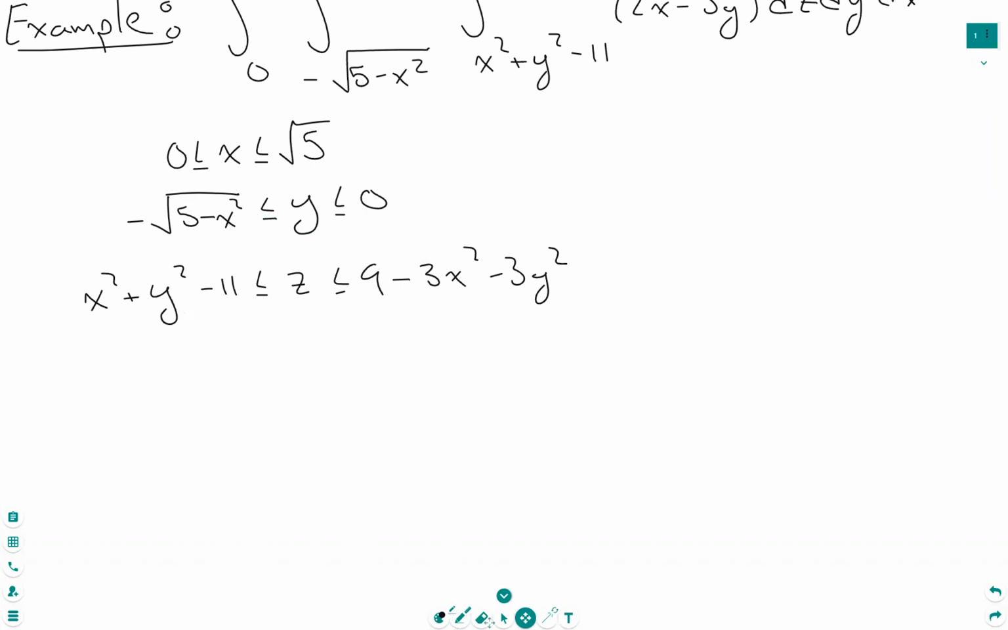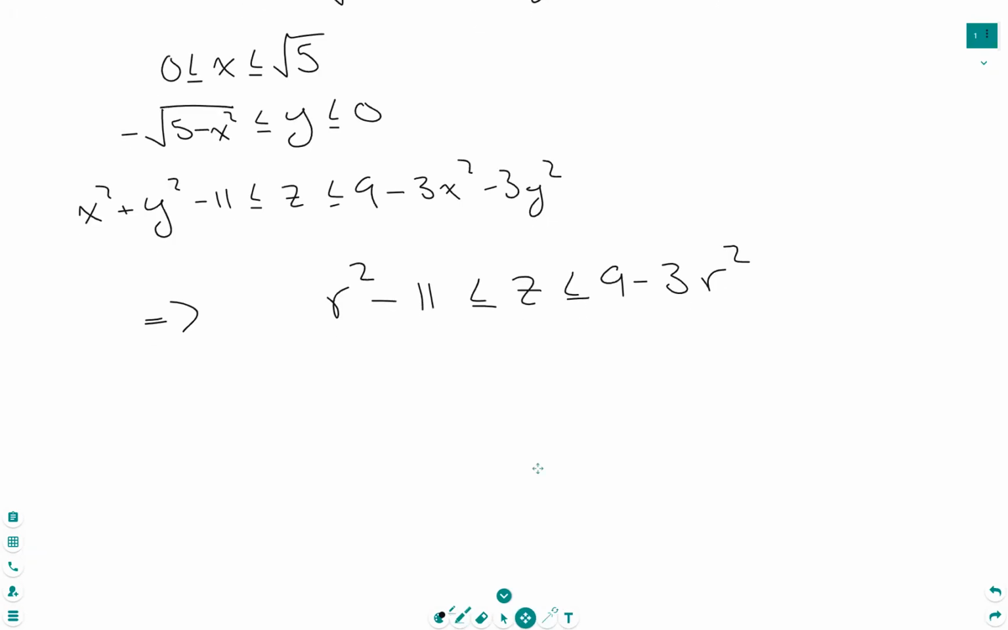So let's look at these z bounds. The z bounds can be rewritten, because I see these x squareds and y squareds a lot. So I can write this as r squared minus 11 is less than or equal to z, which is less than or equal to 9 minus 3 r squared. Okay, that's pretty nice. So that might actually be our z bounds that we can be using for cylindrical coordinates.